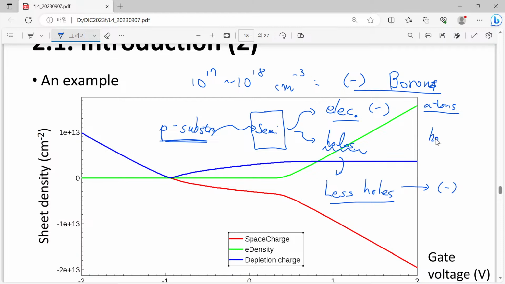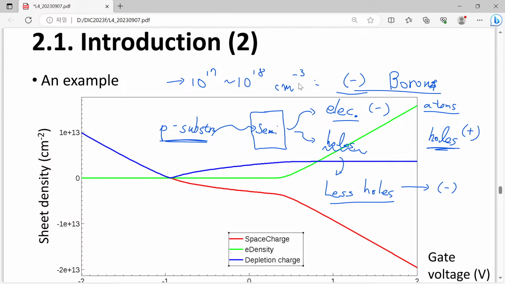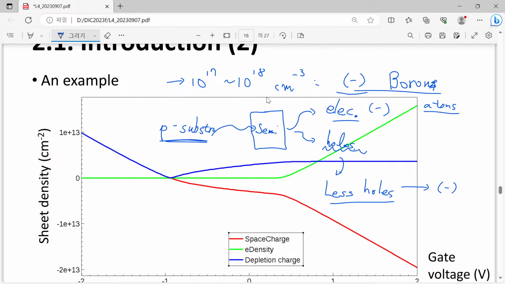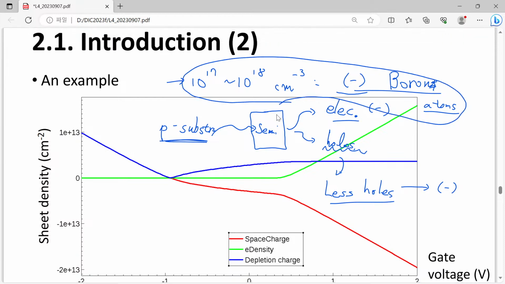Initially it was counterbalanced by the same amount of holes. Of course, holes are positively charged and boron ions are negatively charged, and their numbers are the same, so they were perfectly balanced. However, if we have less holes, say that we have no holes anymore, then what will happen? In this case, the net sum will be negative charge for this semiconductor system.